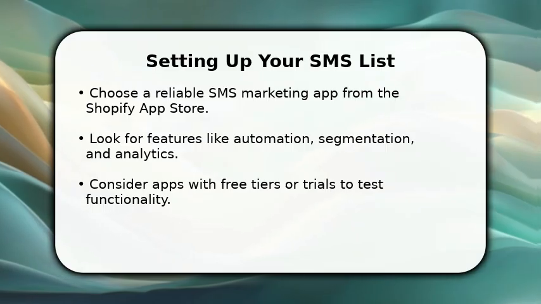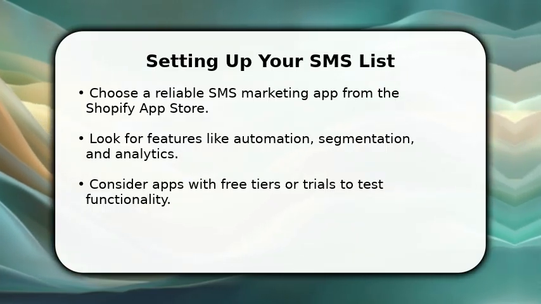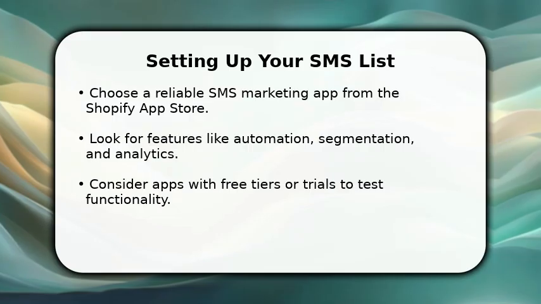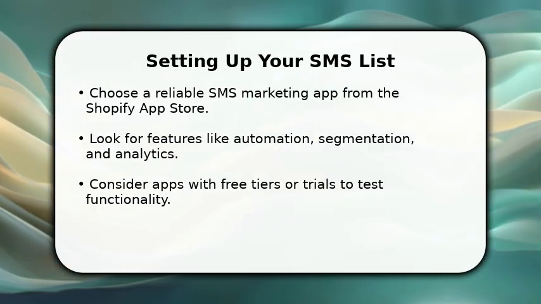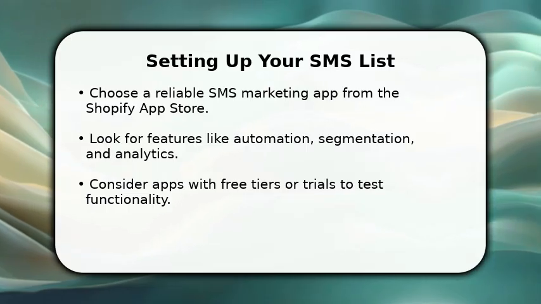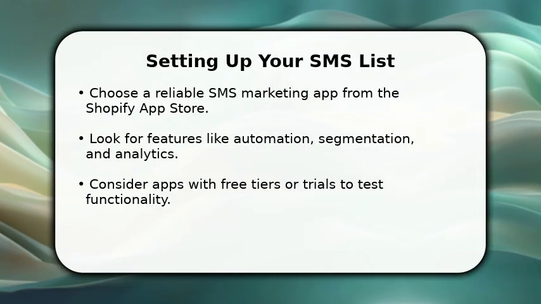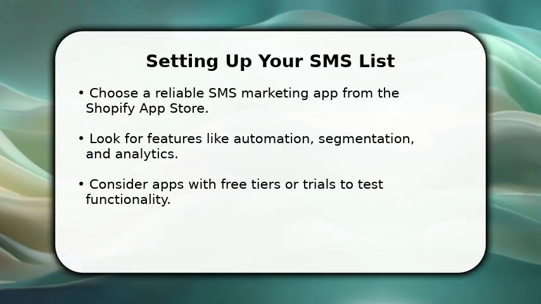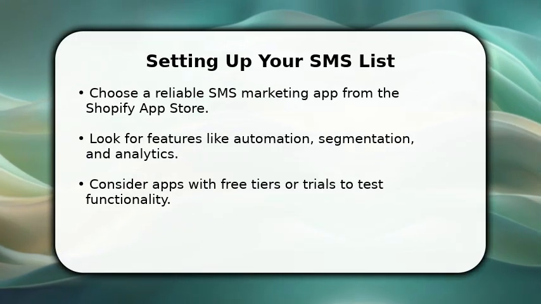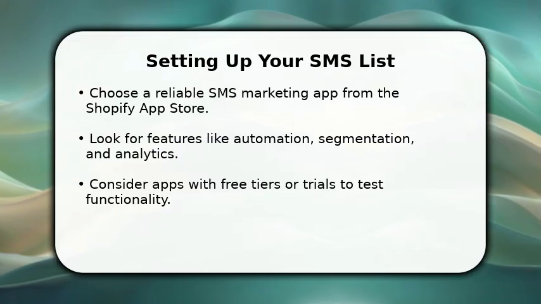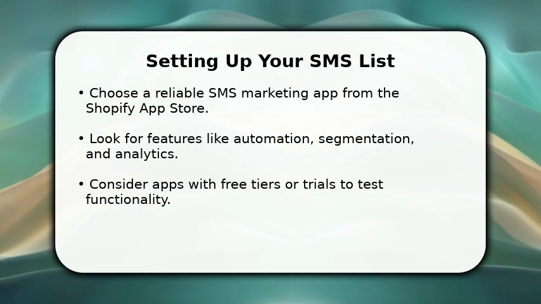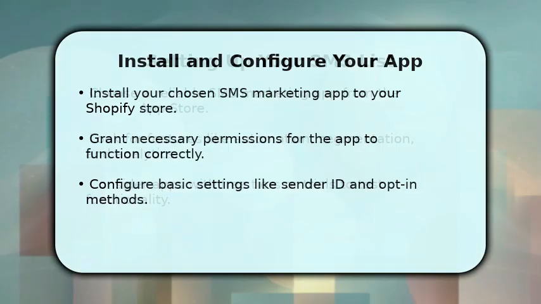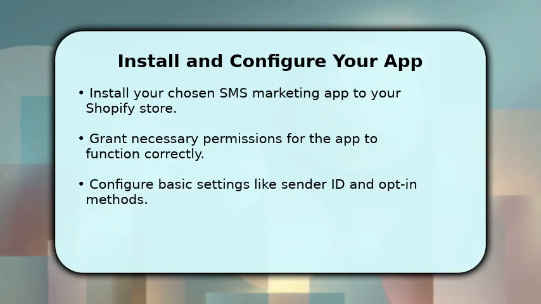First, navigate to your Shopify admin and head to the App Store. Search for SMS marketing applications. There are many options available, so take your time to compare features such as automation capabilities, customer segmentation, and detailed analytics. Many apps offer a free trial or a free tier for up to 50 subscribers, allowing you to test them out before committing. Once you've selected an app, click Add App and follow the installation prompts.